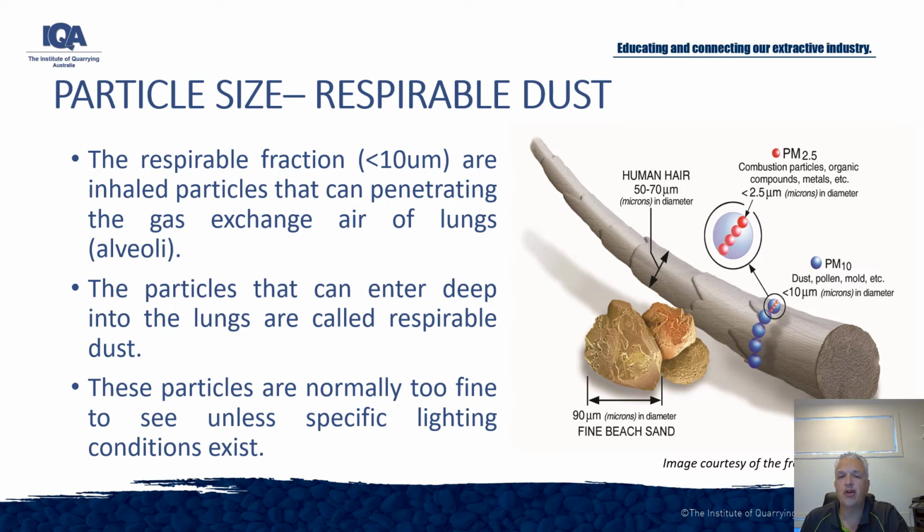If we have a look at the diagram again, human hair is 50 to 70 micron. We're really looking at the bottom part, what they also call within the environment areas PM10s, so particulate matter 10 micron or below. In that area, we're looking at dusts, pollens, molds. That's the sort of size particle that we're looking at. Like I said, just because you can't see the dust doesn't mean it's not there. You need to monitor your dust levels, particularly for respirable dust, to actually determine if you have any there.